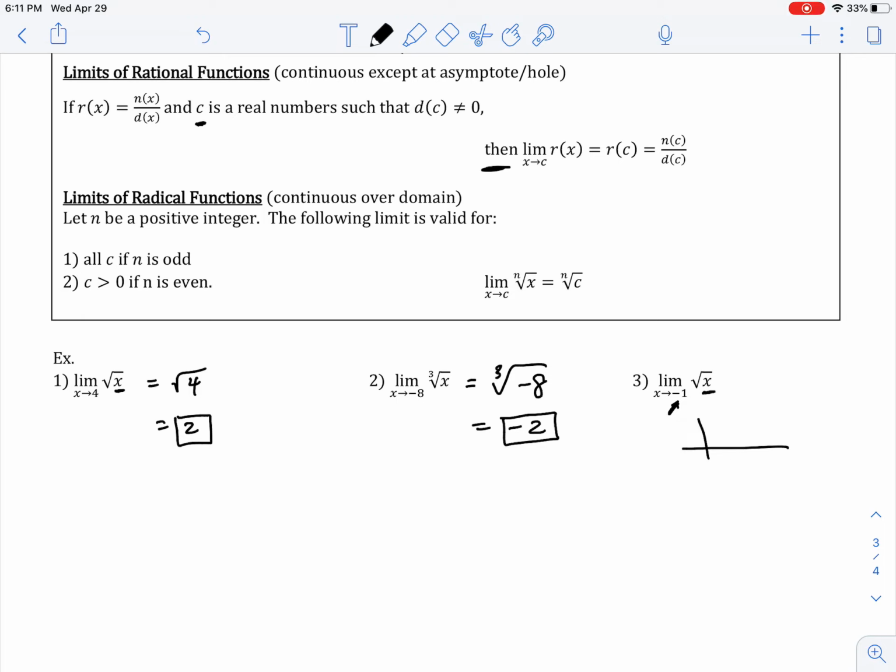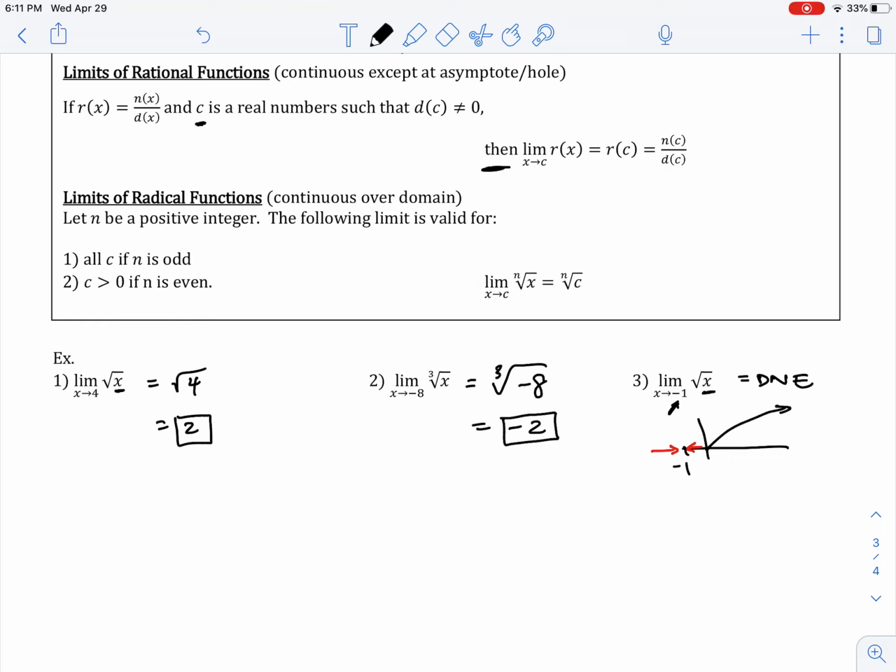What does the square root of x look like? Well, if you recall, square root of x looks something like this, right? It only exists. Its domain is only positive numbers. So this problem is asking you, what is the limit of this function as x approaches -1? Well, this graph doesn't exist when x is equal to -1. Therefore, this limit does not exist.